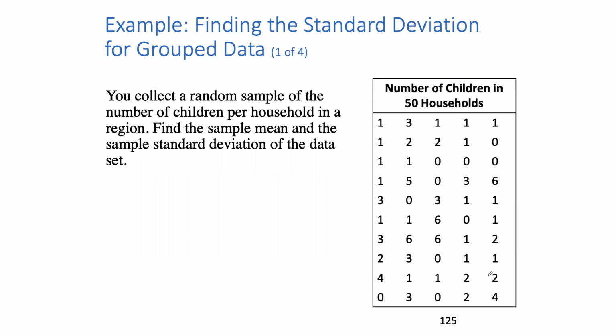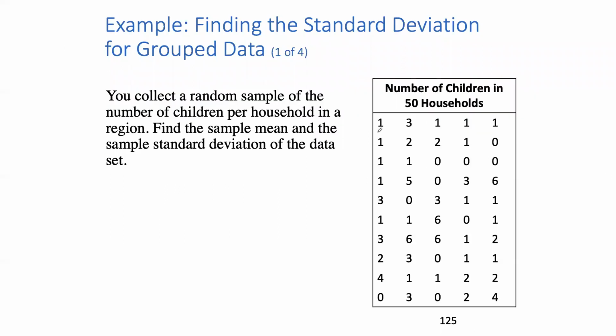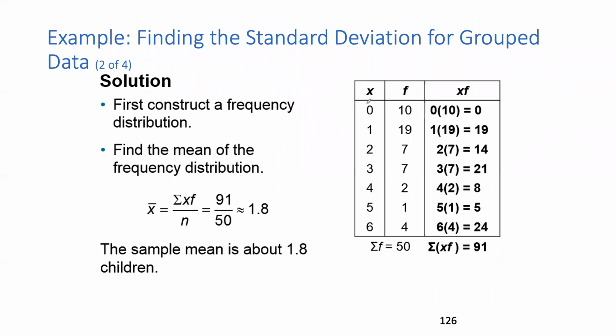So instead of calculating this deviation for each of these entries over and over again, instead of just finding the average and then doing the deviation and the squared deviation and then summing all of that over and over again, I can just group the data together, and that's what I've done in this case, right? So I know that there are 10 zeros in the data, so I've made a nice little frequency distribution. There are 10 zeros, 19 ones, 7 twos, 7 threes in the data set, and so on and so forth, right?